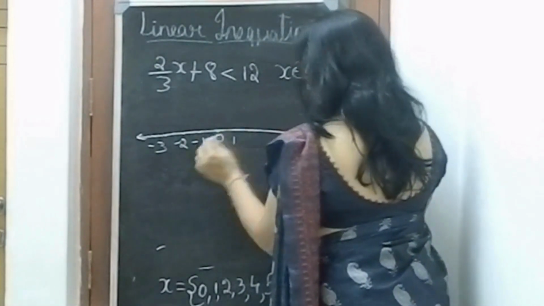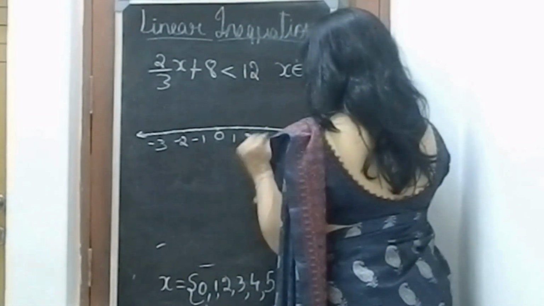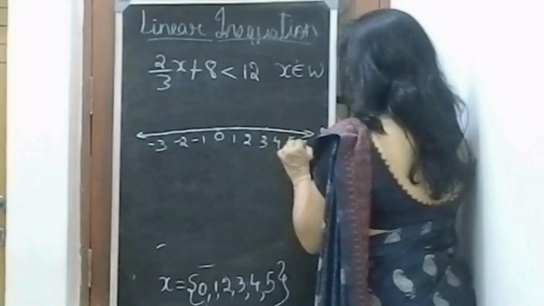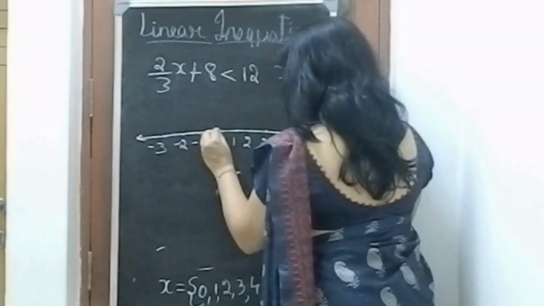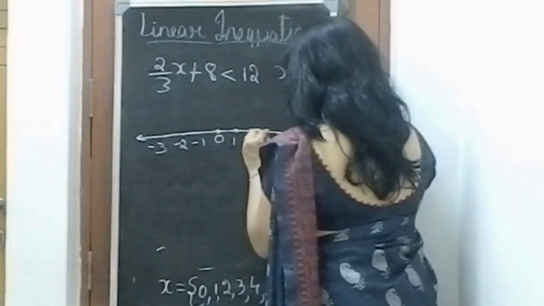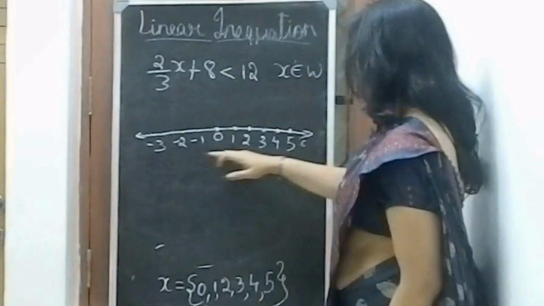Though I am not using the negative numbers, I have just drawn them to show you. Okay, 4, 5, it can go on till 6 and infinity. Okay, so I have to mark it. So I am marking the dots that are the answer. So this is my answer. This is my number line.